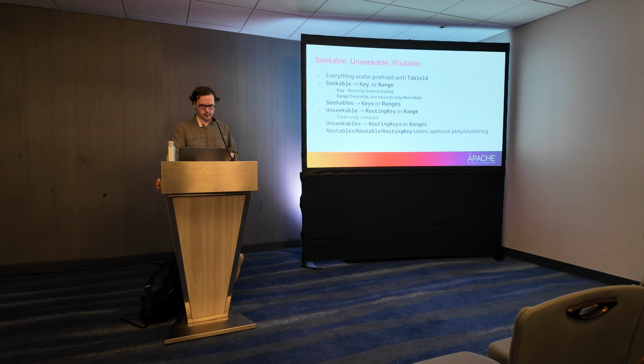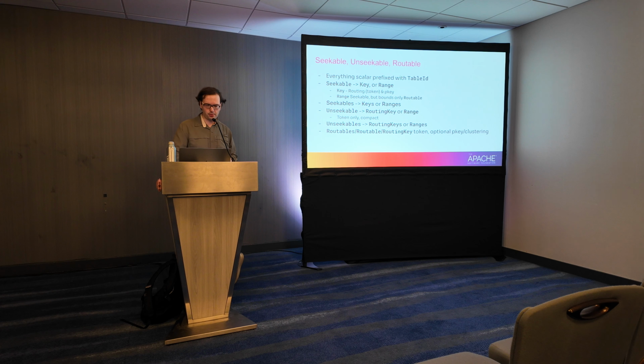Then we have unseekable, and this is either a routing key or a range. And so yes, it's odd. Range is both seekable and unseekable. It just happens to be that there's no conflict of implementing both just from the way we use ranges. The goal of unseekable, just like the goal of token, is to be more compact, right? You don't need to include the entire partition key. And then you have collections of unseekables, which are routing keys or ranges.